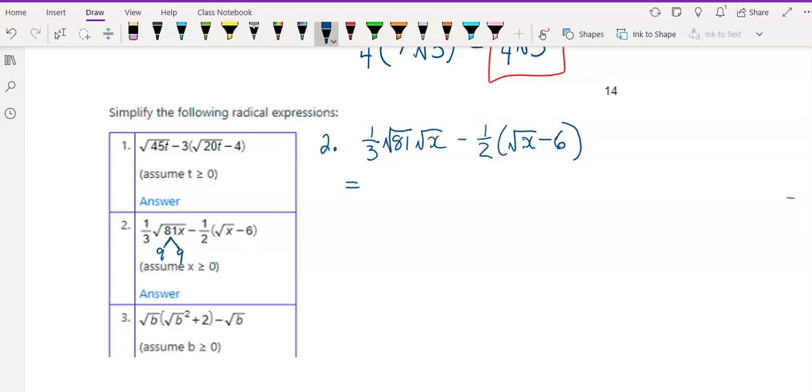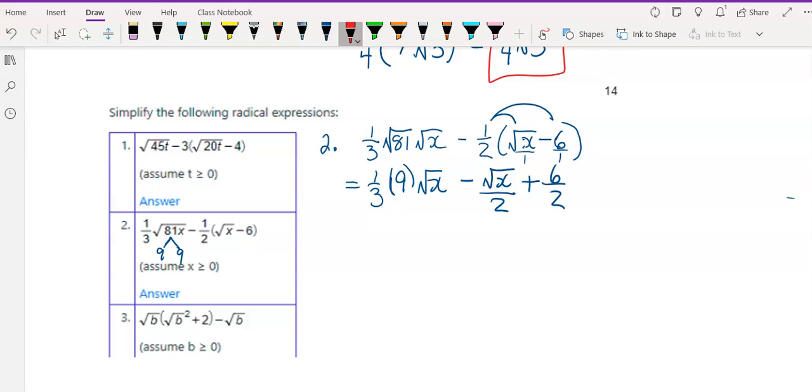Okay, let's keep going. 1/3 times 9 root x minus, I'm going to actually distribute the 1/2 at this point. So root x divided by 2. Remember, there's an invisible 1 there, so just multiply the denominators together to get 2. 1 times root x is root x. A negative and a positive is a negative, and a negative and a negative is a positive. 1 times 6 is 6. There's an invisible 1. 2 times 1 is 2.